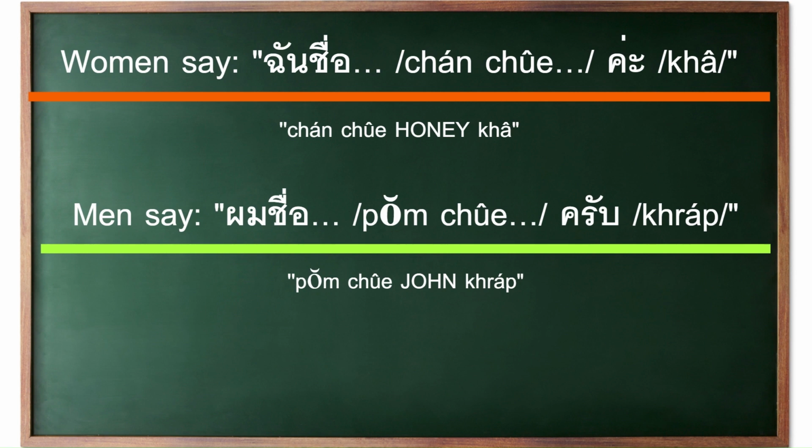And don't forget to end with the polite particle ครับ for men and ค่ะ for women. For example, if your name is John, you would say, ผมชื่อจอห์นครับ. If you are female and your name is Honey, you would say, ฉันชื่อฮันนี่ค่ะ.